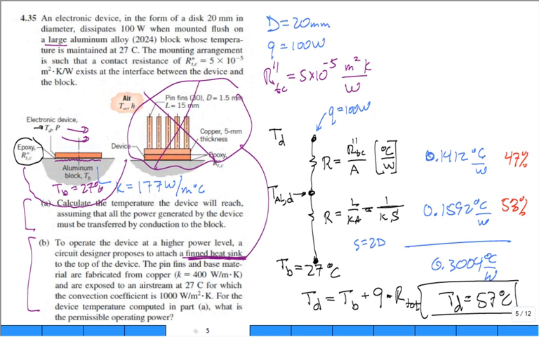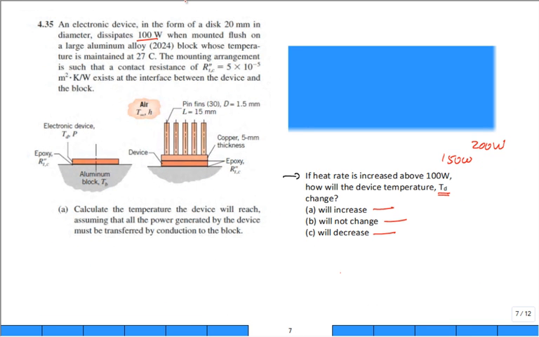We developed this equation right here, right? So let me just rewrite it over here and say the device temperature is equal to the temperature of the aluminum block far away plus how much heat you're dumping through the block, the device that has to go out, times the total thermal resistance, right? So if Q goes up, what does the temperature of the device do? It goes up.